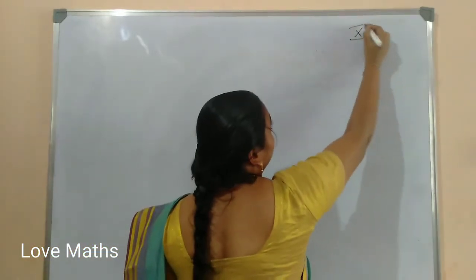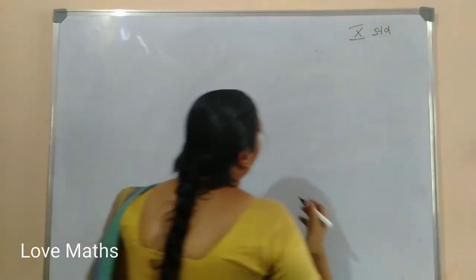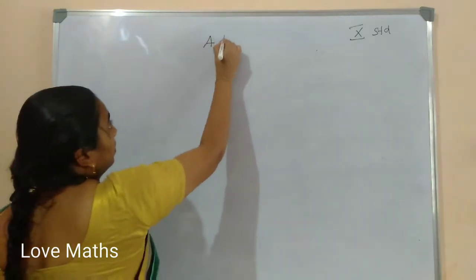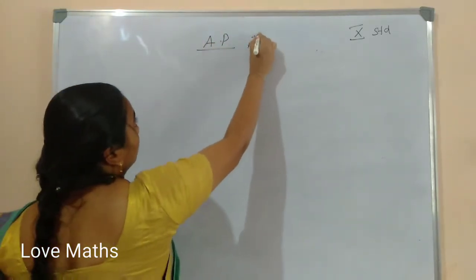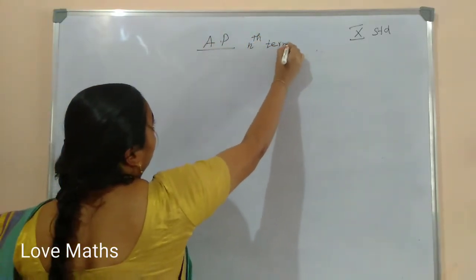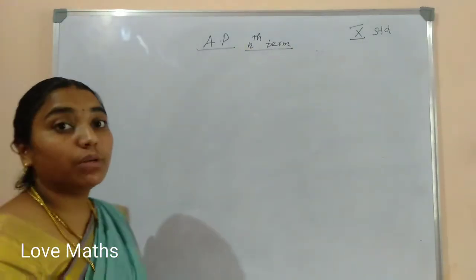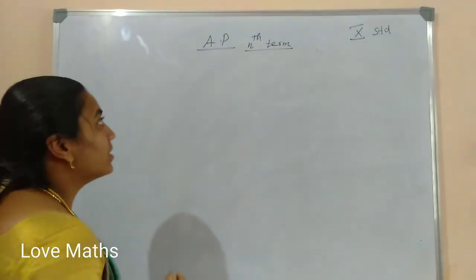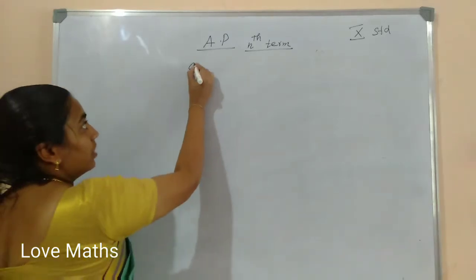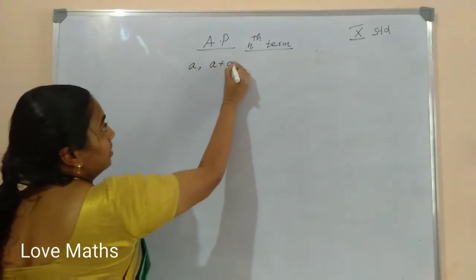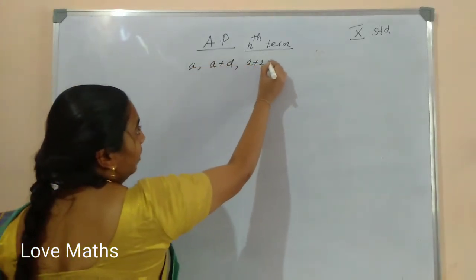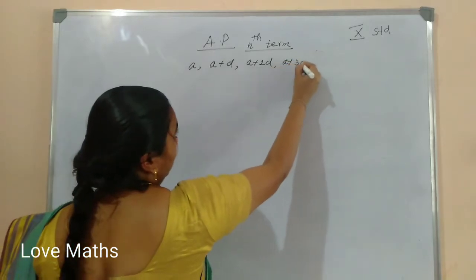Is it the 10th standard? Okay, so AP nth term we are going to see now. What is meant by nth term? We know the arithmetic progression general format. What is the general form of arithmetic progression? A, A plus D, A plus 2D, A plus 3D, etc.